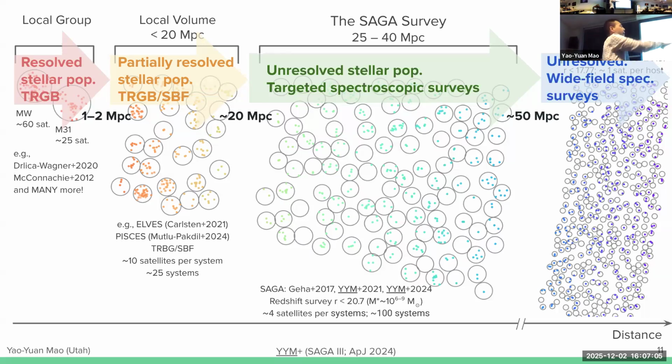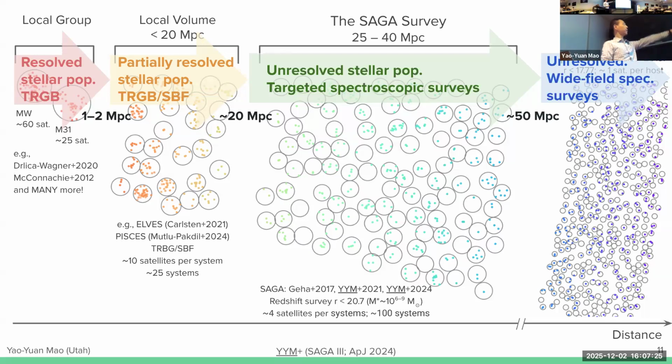Or if you are even further away, that is not even enough. So you need to just rely on wide-scale, wide-field spectroscopic surveys to get galaxies. I want to mention this because I will talk about each of these regions a little bit, but I want to clarify that they use very different techniques in terms of how to find galaxies.